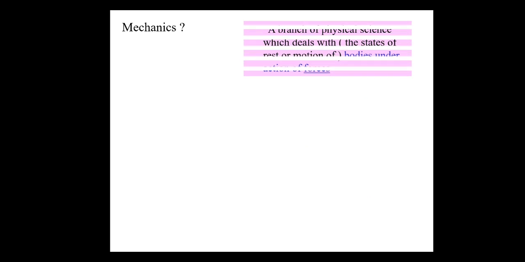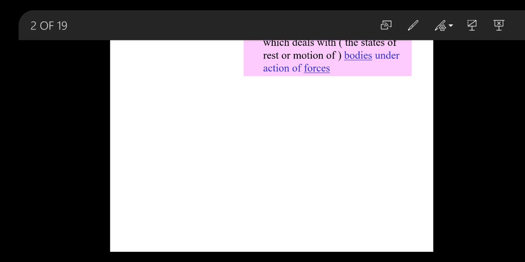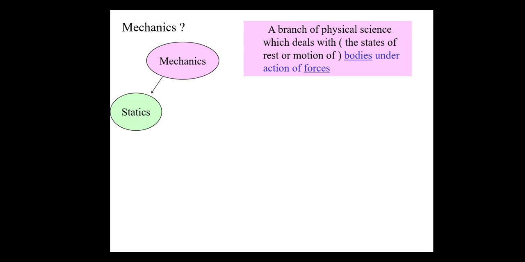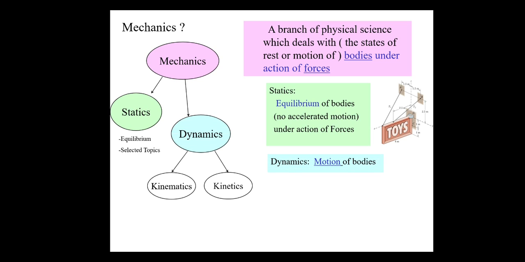What is mechanics? Mechanics is a branch of physical science which deals with the states or the motion of bodies under action of forces. Mechanics is divided into two: statics and dynamics. Statics is equilibrium of bodies under action of forces. Dynamics is the study of motion of bodies. Under dynamics we have two divisions, kinematics and kinetics.